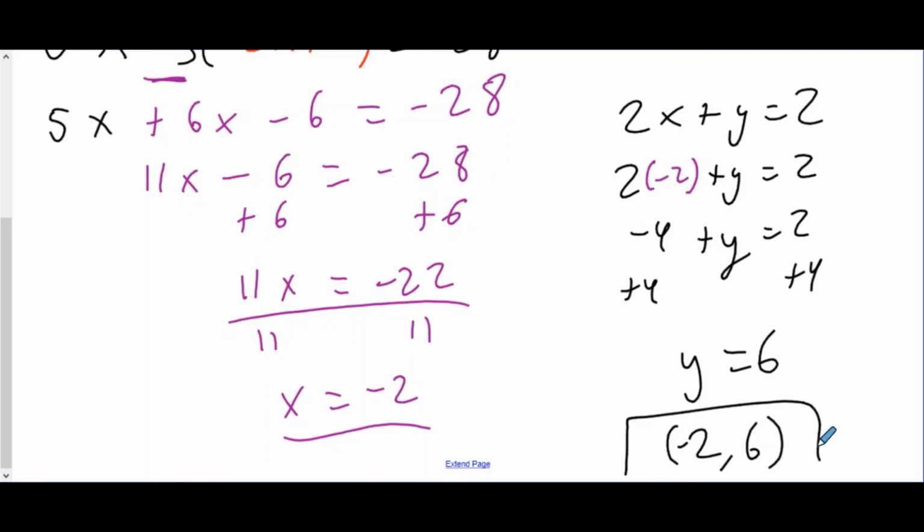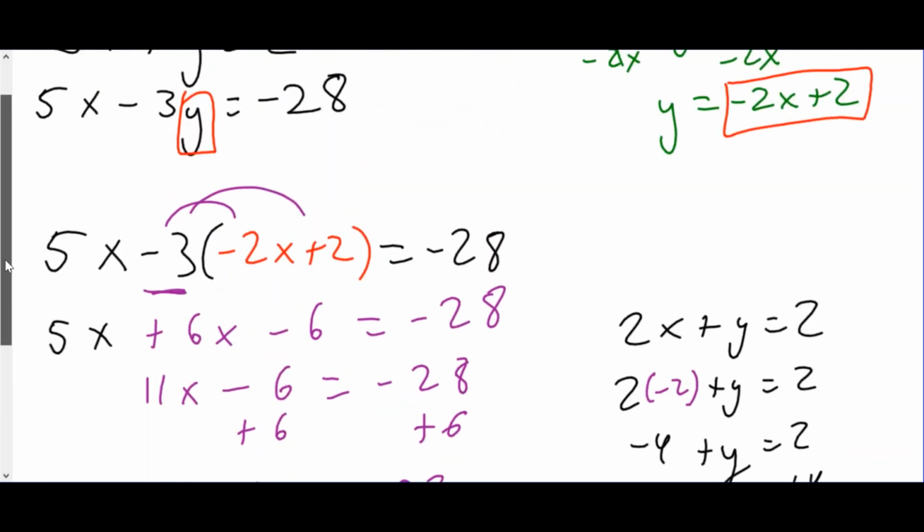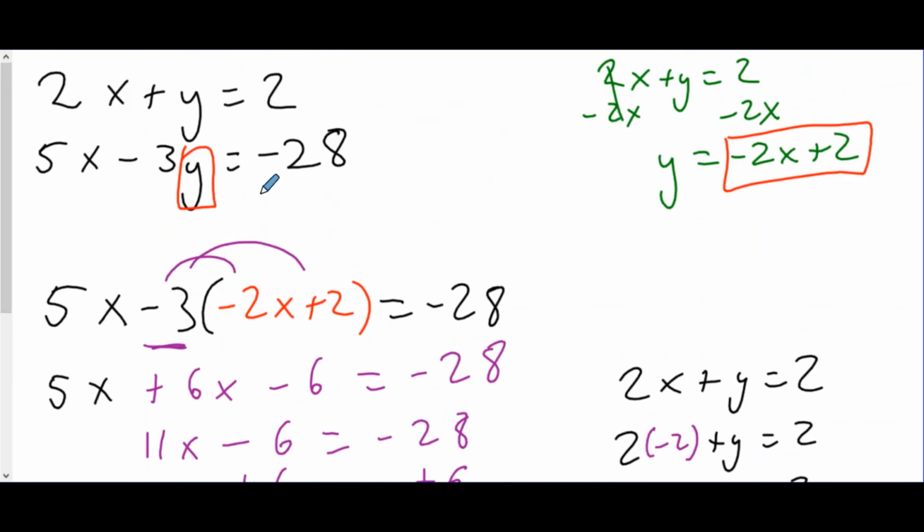And again, you could verify your answer by plugging it back into both original equations and making sure both equations become true. Make sure to insert a picture of your work into the notebook.